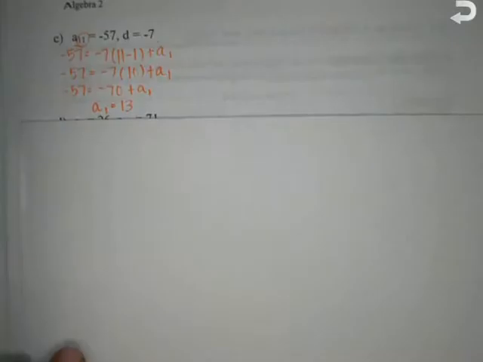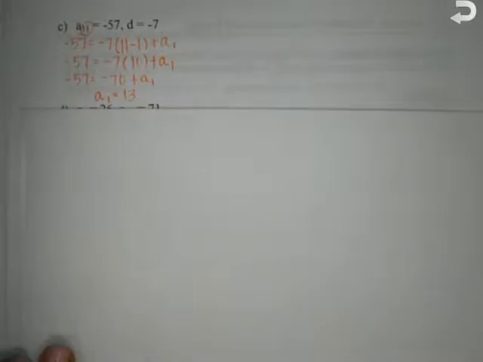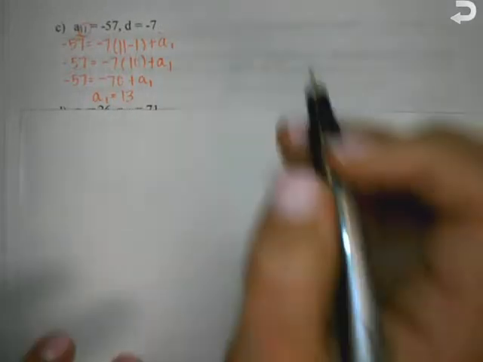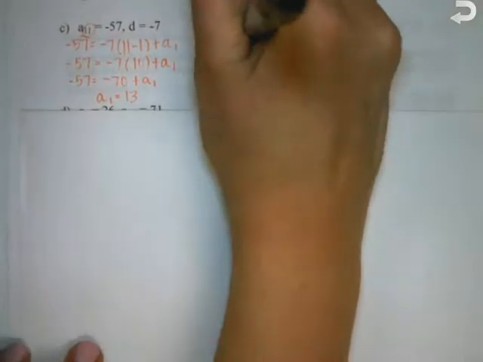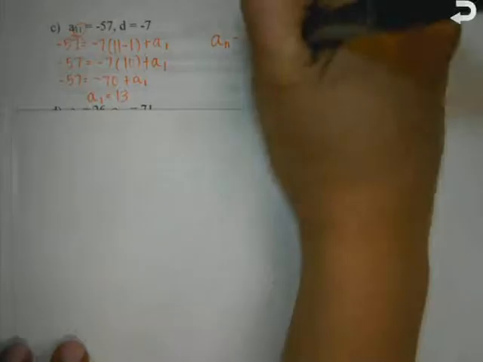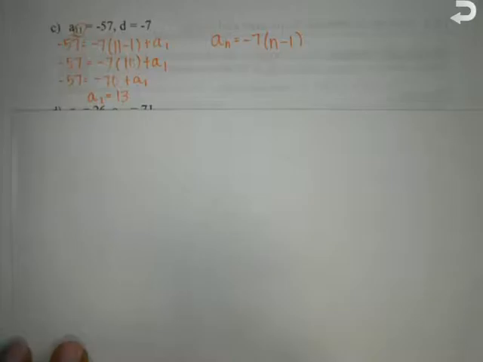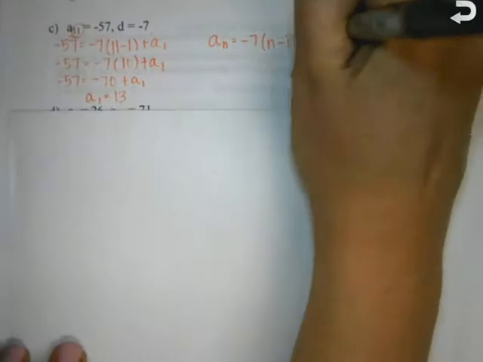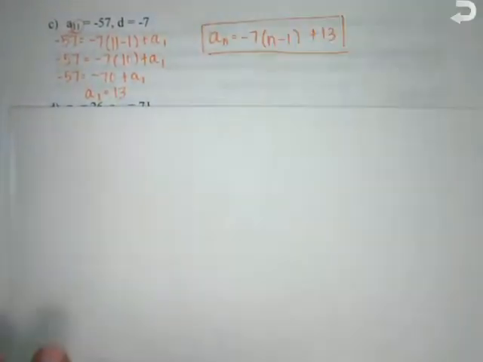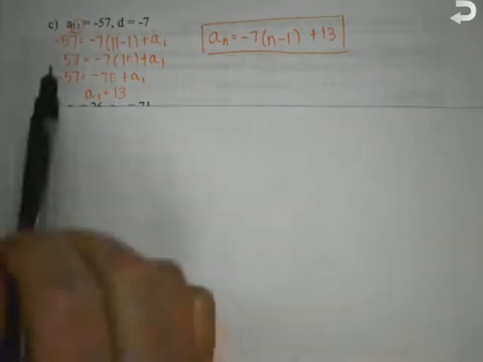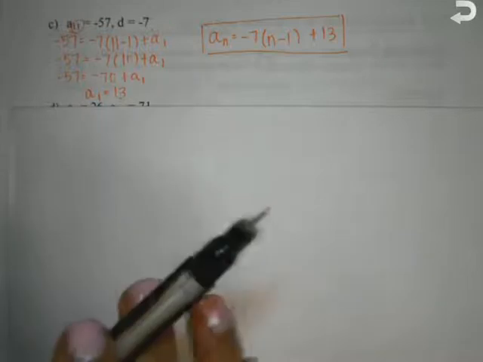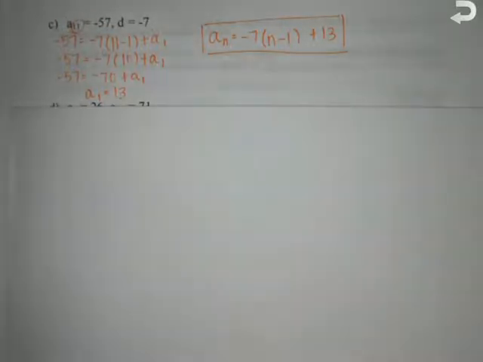Okay, so now I know what D is. I know what a sub 1 is, so what's a sub n? D, negative 7 times n minus 1 plus what? 13. Plus 13. So even if they don't give me the sequence, I can still figure it out using the information I know. They will never ever give you a problem that doesn't have enough information. You just have to be a little sneaky about how you get what you need.